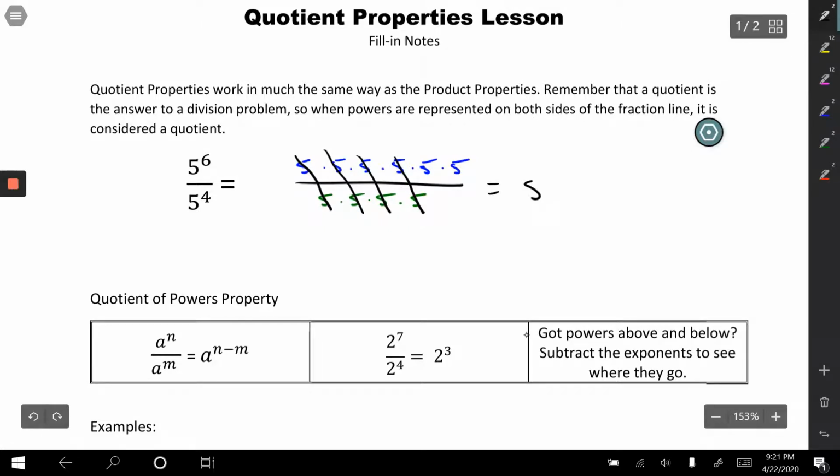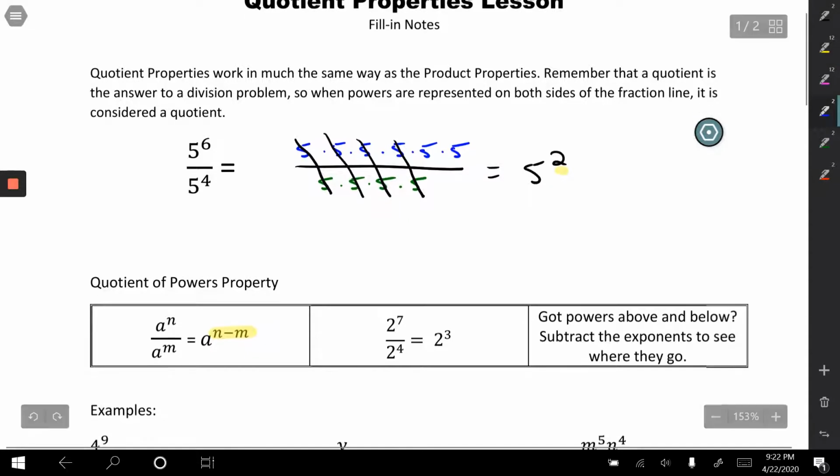So if I have just 5 multiplying 2 times, that means that I have 5 squared. And notice if I had looked at this 6 and this 4 from the get-go and subtracted them, I would have gotten the 2 that I ended up with in the end anyway. So that is why our quotient of powers property says that we can subtract the exponents rather than expanding it all the way out and crossing off all of the instances where our same base would result in 1. I can just subtract the exponents instead. It's a little bit of a shortcut.